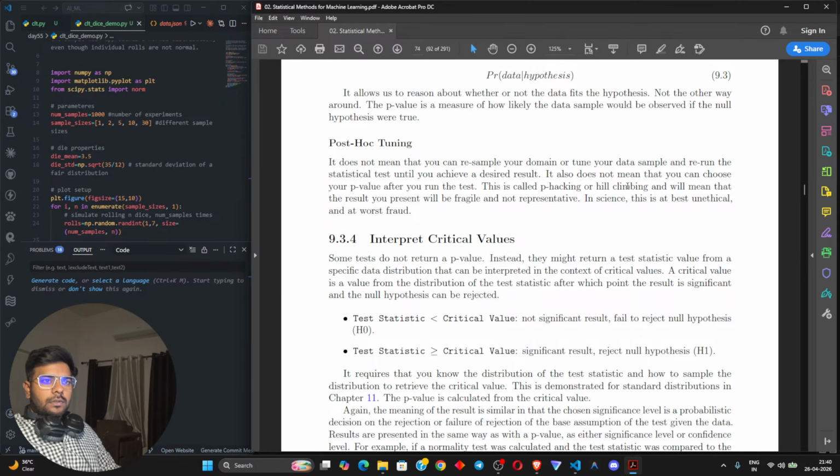It also does not mean that you can choose your p-value after you run the test. This is called p-hacking or hill climbing, and will mean that the result you present will be fragile and not representative. In science, this is at best unethical and at worst fraud.